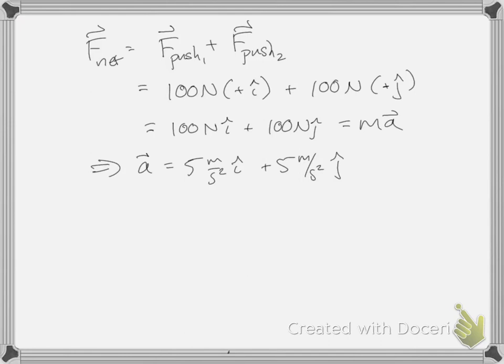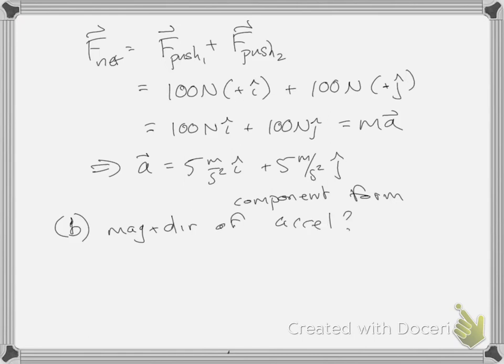There you go. That's your acceleration. It's in component form. Remember, component form is a perfectly valid form unless you're asked for the magnitude and or the direction. So that's component form. That's the acceleration. And if we want to know the magnitude and direction, let's say part B, I don't know if I ever called it part A, but part B, magnitude and direction of acceleration of the box. So the acceleration has a magnitude, which is the square root of 5 squared plus 5 squared, 25 plus 25, square root of 50, which is about 7.1 meters per second squared.